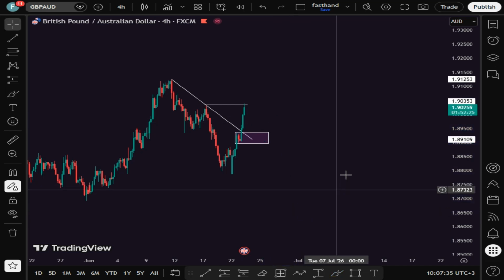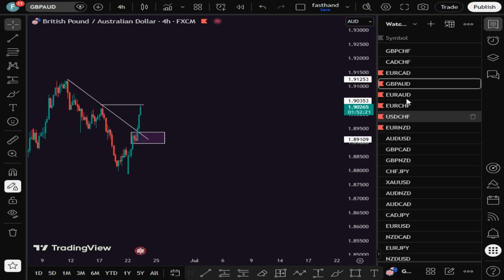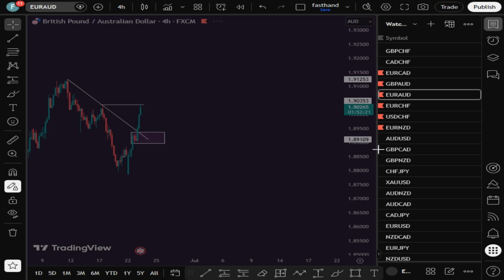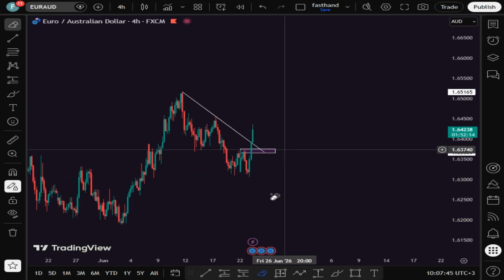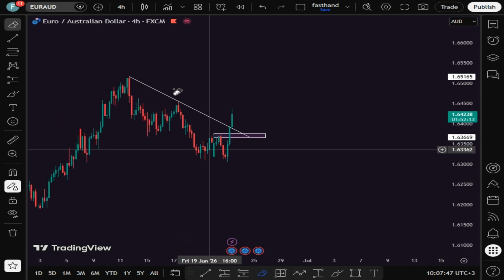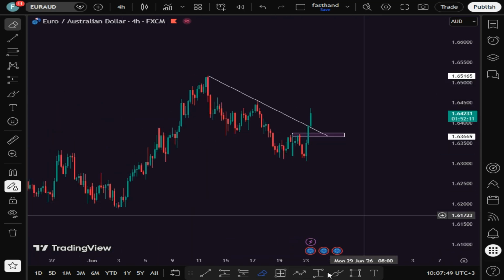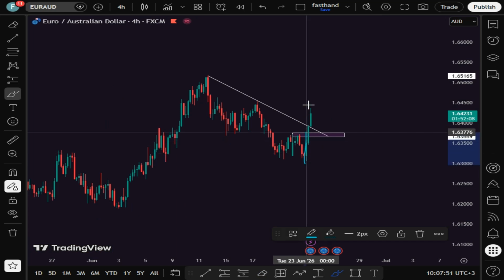All right, so it's going to be crucial. That pullback is going to be very crucial. It's the same thing on Euro AUD. You see Euro AUD right there. You've seen already price has broken out of our downtrend, and now all this to me is just like an impulse. So I want to see the market breathing.